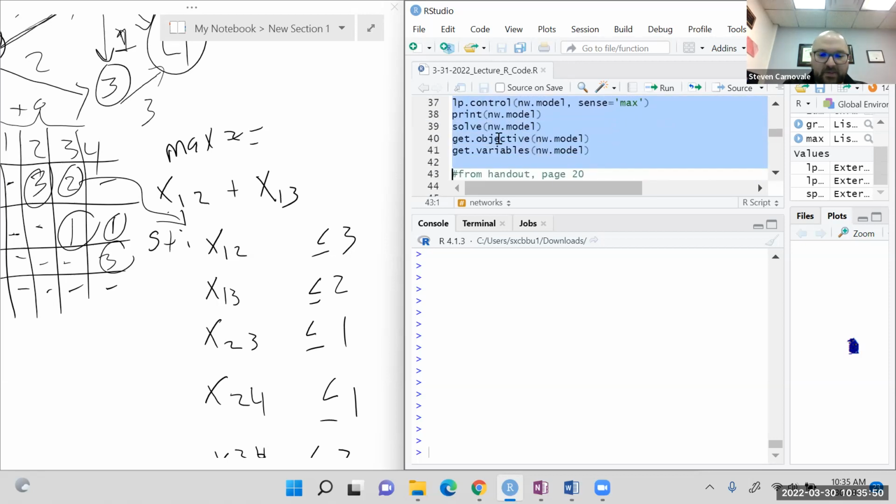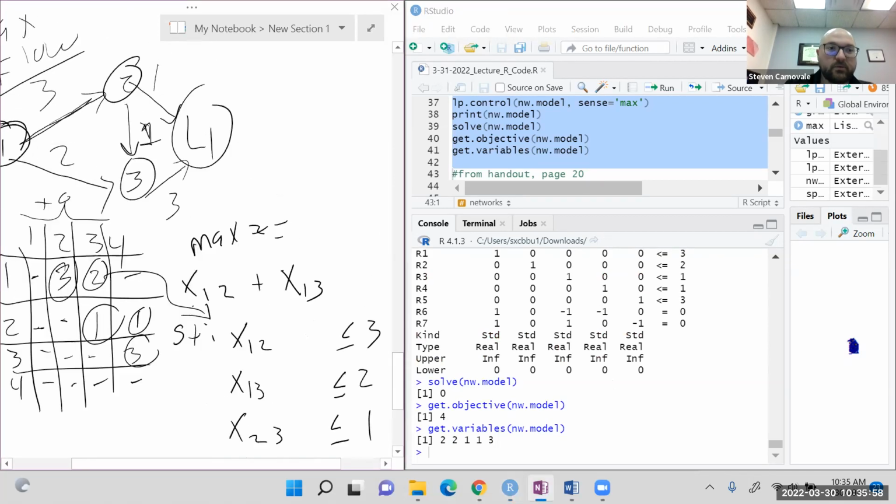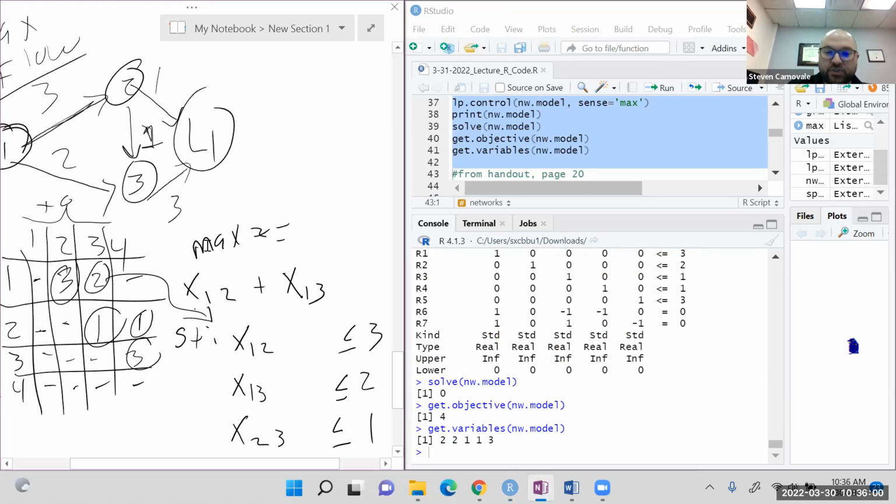When I look at this model here, I'm sending 2 and 2, so you can follow along. So 2 goes out from 1 to 2, 2 goes out from 1 to 3. From 2 to 3, I'm sending the 2 that went in. From the next one, I'm sending 1, and so on and so forth. So I'm sending the max capacity.